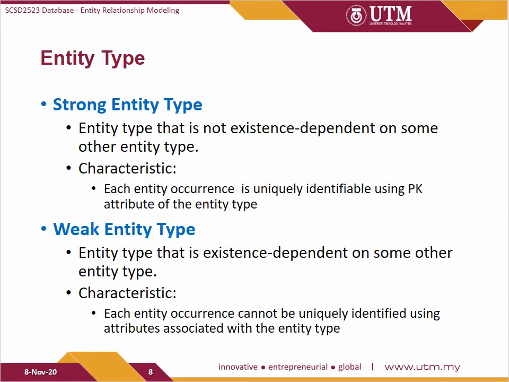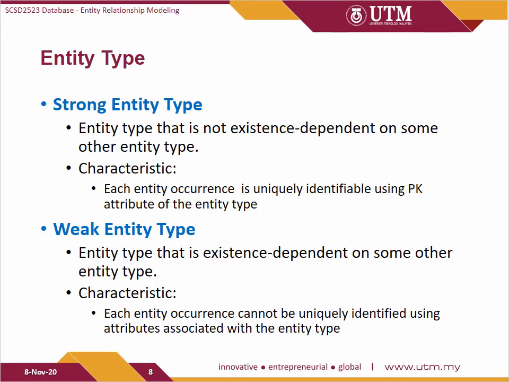So next, we will go further on the strong and weak entity types. Strong entity type is an entity type that is not existence dependent on some other entity type, while weak entity type is an entity type that is existence dependent on some other entity type.